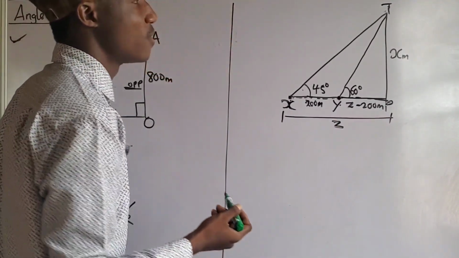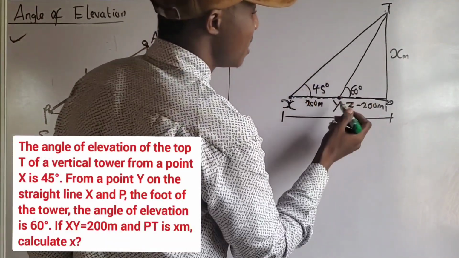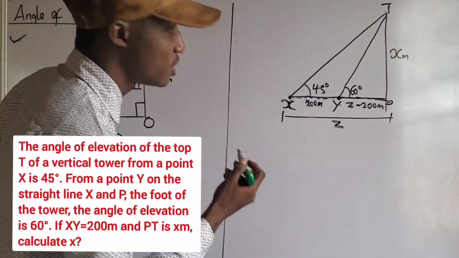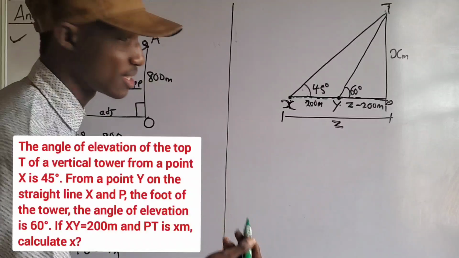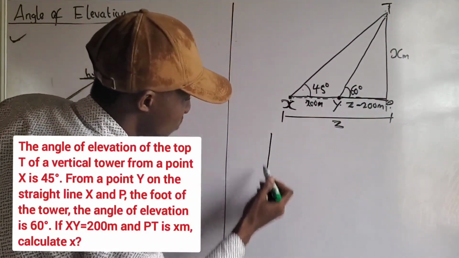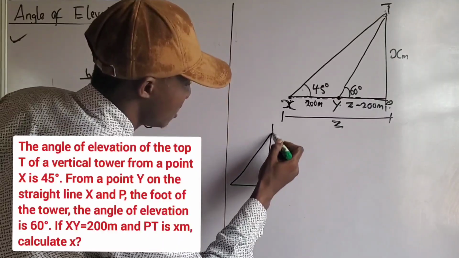Now, from triangle TPY, we want to do some arithmetic now. From triangle TPY, this is the triangle that I'm talking about, TPY.